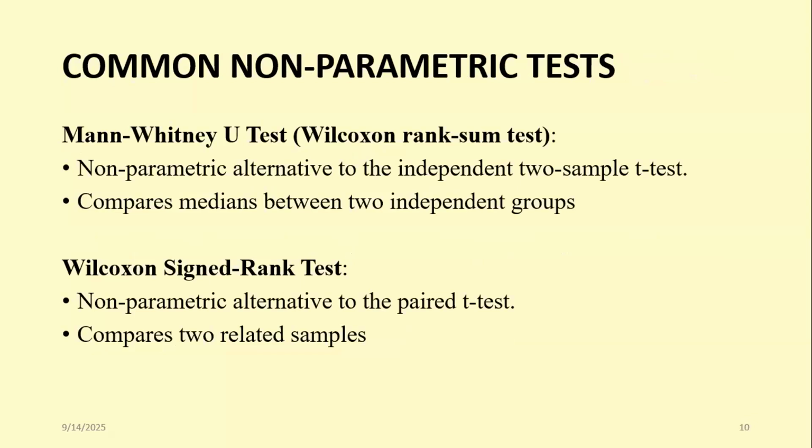Some of these non-parametric tests include the Mann-Whitney U-test. This is a non-parametric alternative of the independent sample t-test. It compares medians between 2 independent groups, as the independent sample t-test does for means if you are using parametric tests. Then we have the Wilcoxon Signed Rank test. This is a non-parametric alternative of the paired sample t-test. It compares 2 related samples.